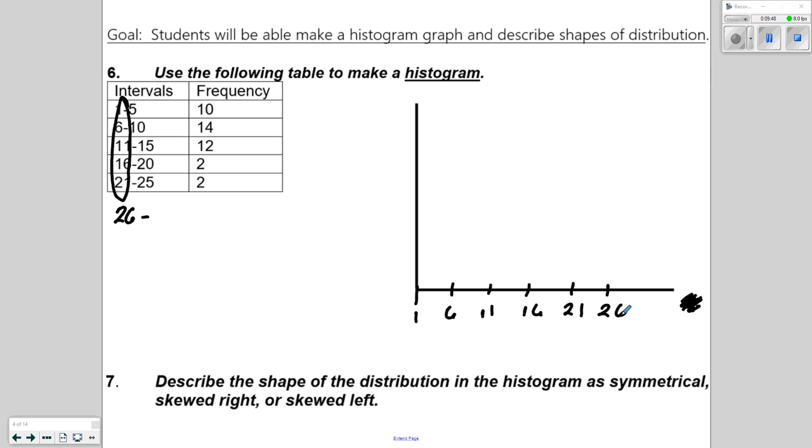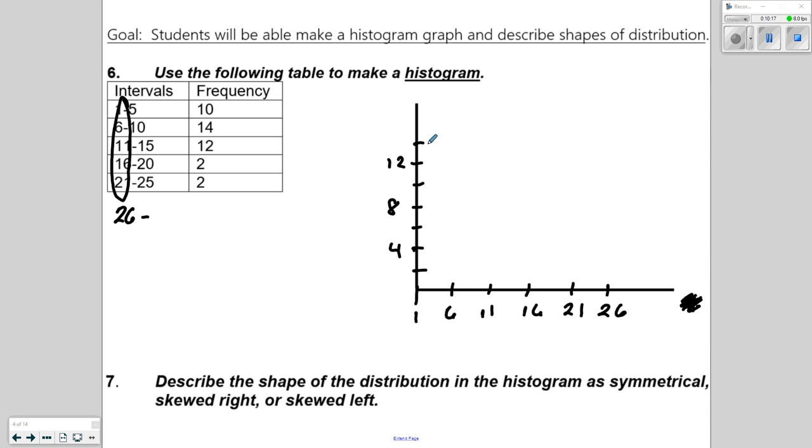Okay, now we just have to construct the frequency portion, which would be like the y-axis. All right, so all these are even. We could easily just go up by 2s, so that's what I'm going to do. It's 2, 4, 6, 8, 10, 12, 14. That's enough for what we're trying to do here. So 2, 4, 6, 8, 10, 12, and that'll be 14.